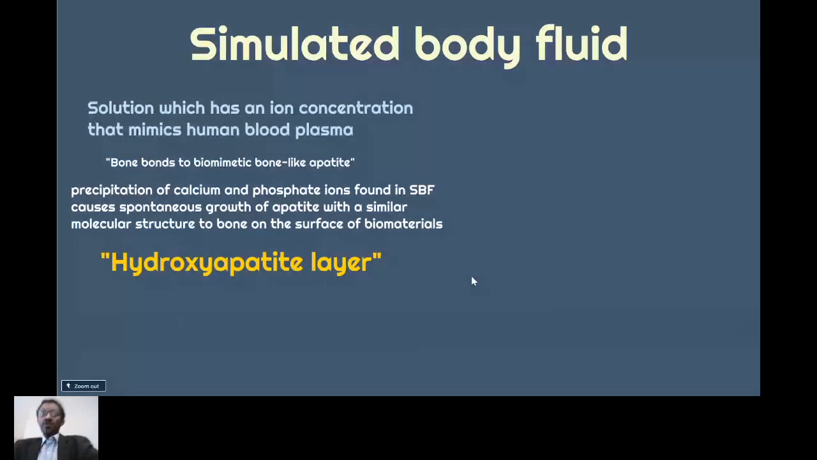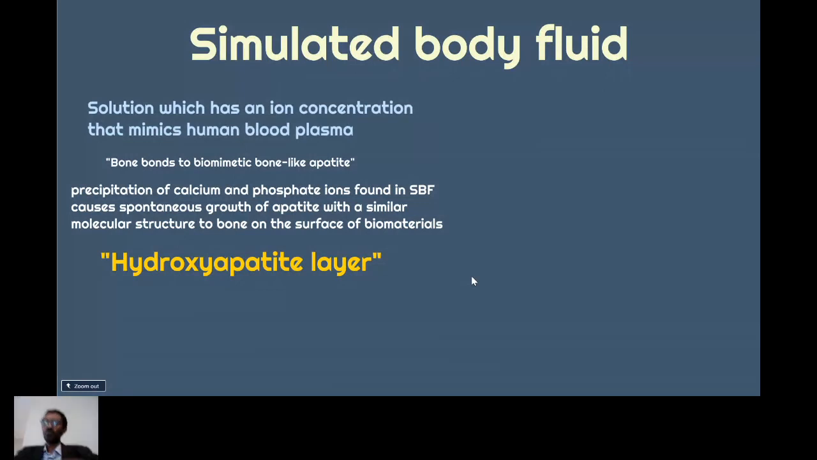So basically, what happens is when you put this simulated body fluid with the same concentration of ions as in our plasma, calcium and phosphate ions precipitate and cause spontaneous growth of apatite with a molecular structure similar to the bone. So this is what we call a hydroxyapatite layer covering. What this does is give us an increase in osteoconductivity and better osseointegration.